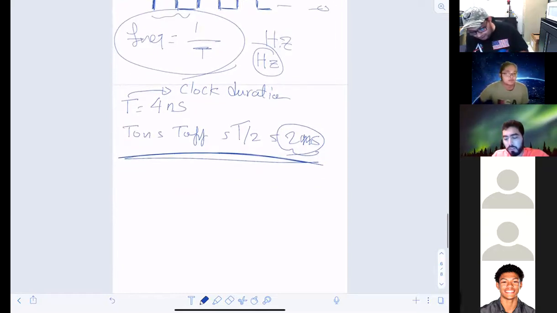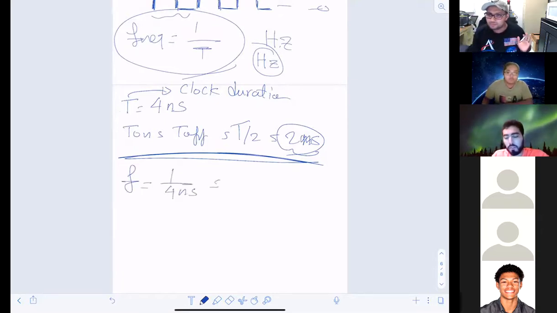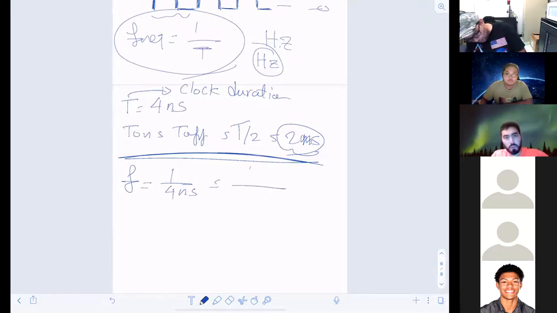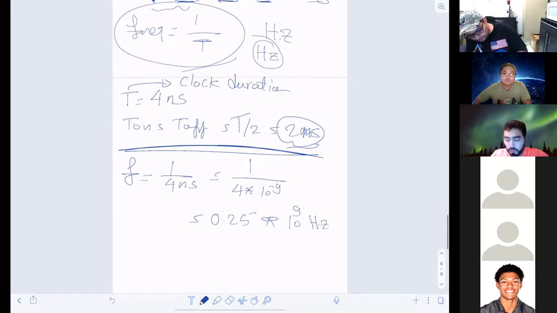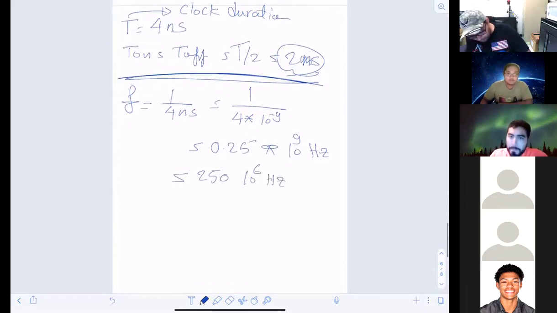Now, if I would like to calculate my frequency, I will go ahead and say that f is equal to 1 over 4 nanoseconds. 1/4 is 0.25. Nanosecond is 10^-9. So you're gonna have 1/4 × 10^-9, that means 0.25 times 10^9 hertz, which is 250 × 10^6 hertz. 10^6 is what? Mega.